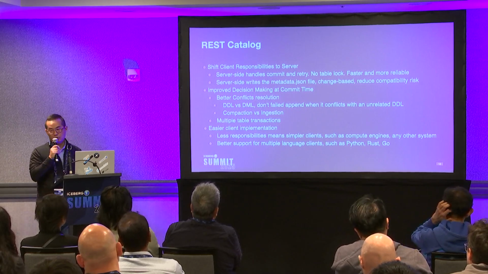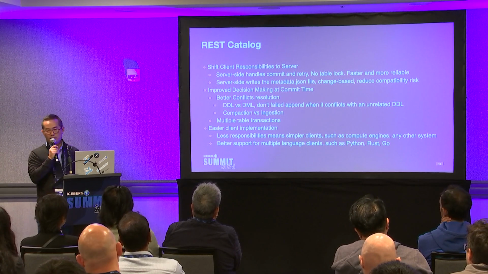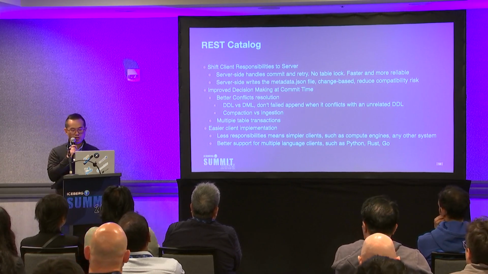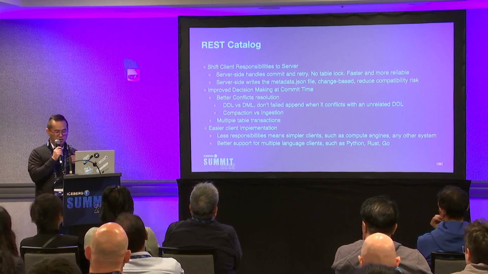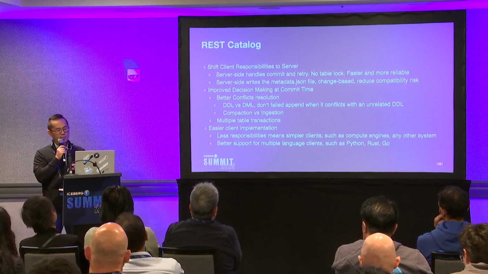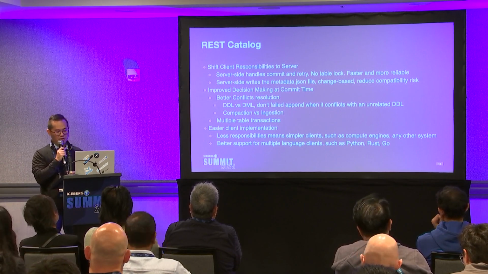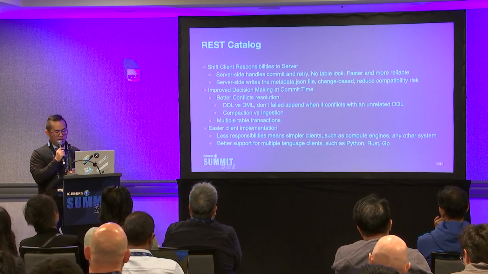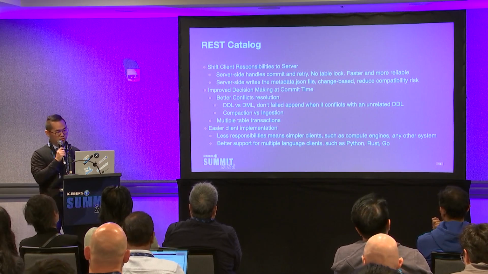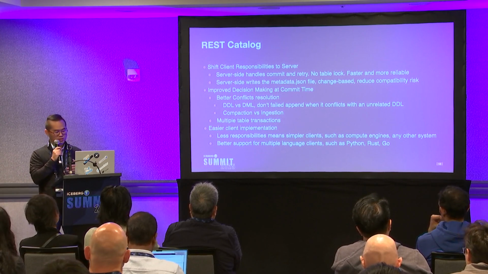Another use case is multi-table transaction. This can only be done by REST catalogs, because only the server understands all these multiple tables within your database, within your catalogs. So only the server can lock them and make sure the commit itself is consistent within the transaction.